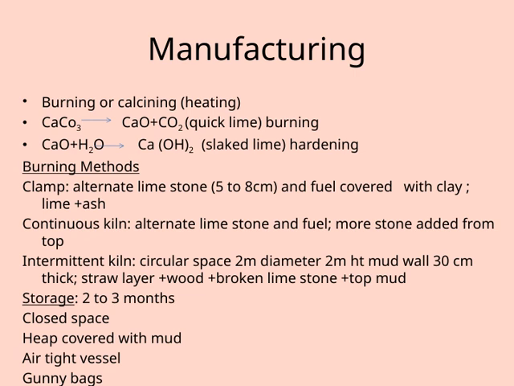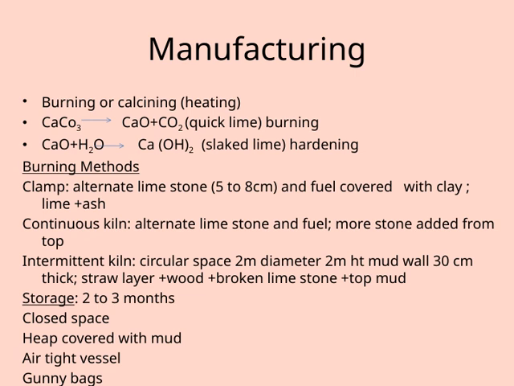Now, regarding burning methods, there are a few key techniques. One is the clamp method, where layers of limestone about 5 to 8 centimeters thick are alternated with fuel and covered with clay. This creates a sort of makeshift kiln, with lime and ash playing a role in the process. Then there's the continuous kiln, which is more advanced. Here, limestone and fuel are fed alternately, and additional limestone is added from the top as the process continues. This setup allows for a steady, ongoing production.